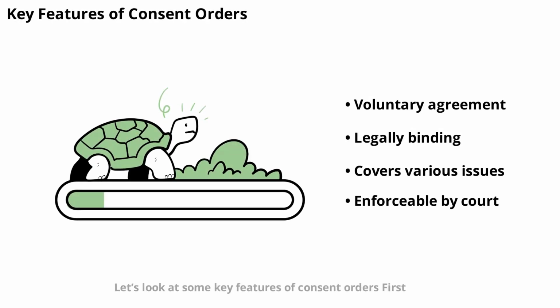Let's look at some key features of consent orders. First, they are voluntary. Both parties must agree to the terms. Second, they become legally binding once approved by the court. Third, they can cover a wide range of issues, from financial settlements to parenting arrangements. Finally, consent orders are enforceable, meaning the court can step in if someone doesn't comply. These features make consent orders a flexible and powerful tool for resolving disputes without the stress of a full trial.